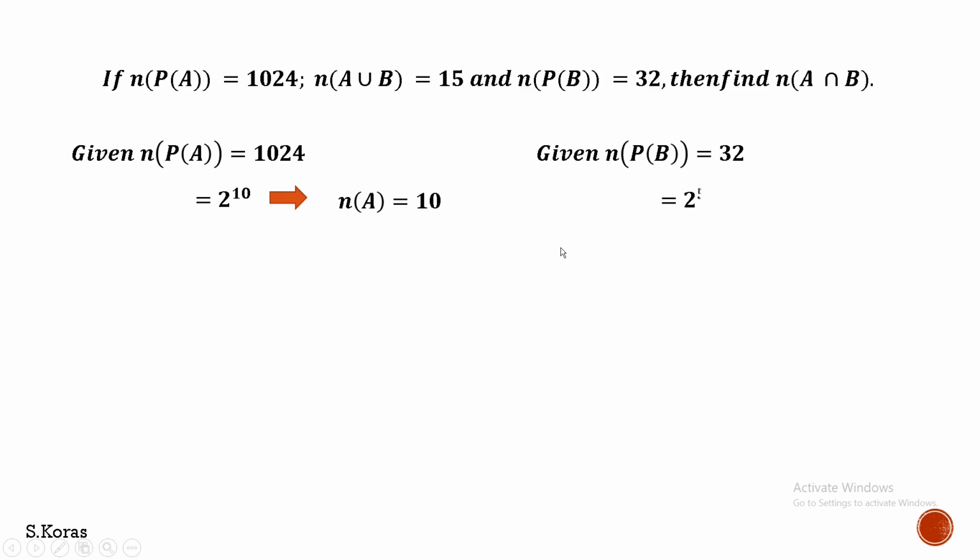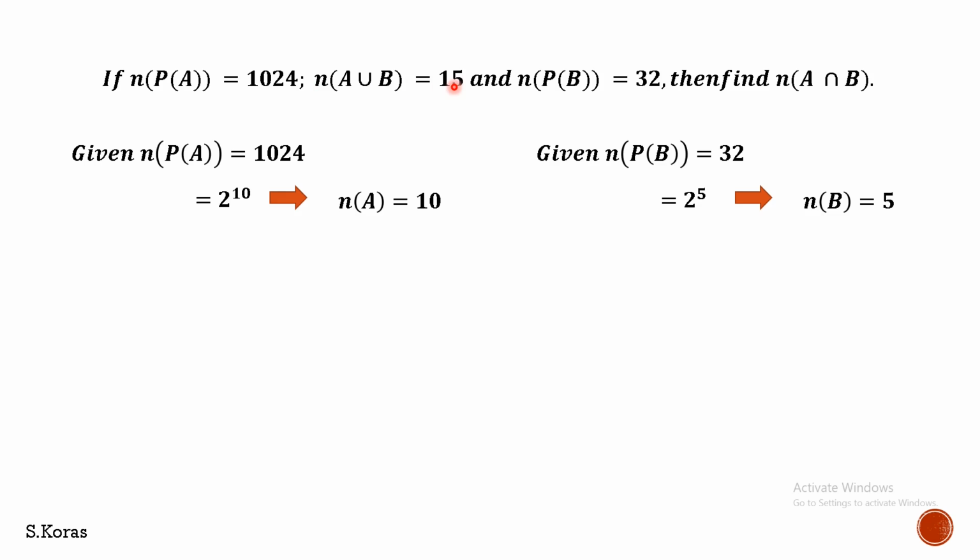32 can be written as 2 to the power 5. So from here we can come to the conclusion that the number of elements in the set B will be equal to 5. So n of B is equal to 5. So n of A is 10 and n of B is 5. Further we have the clue n of A union B as 15.